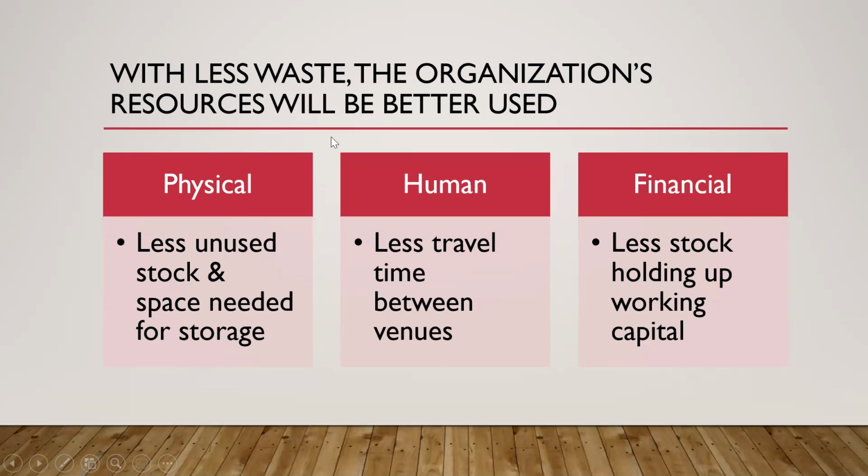So the key message on this page: with less waste, the organization's resources are better used. Your physical or capital resources: you're using your space and your storage better. Human: you're causing less waste for people, not making them travel unnecessarily between different venues. And financial: you don't have all this storage used unnecessarily, so you save money there.